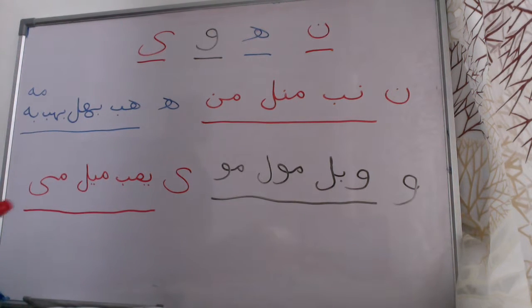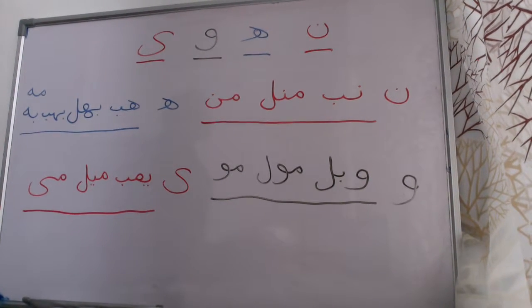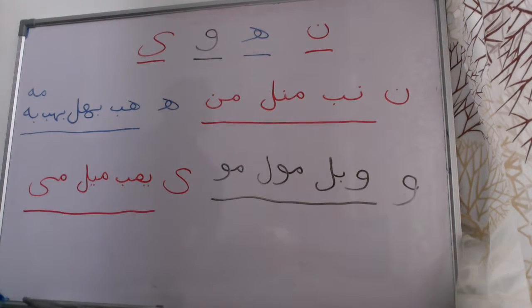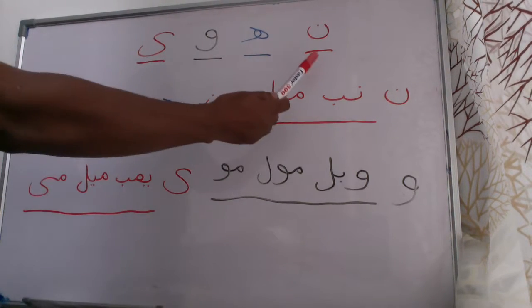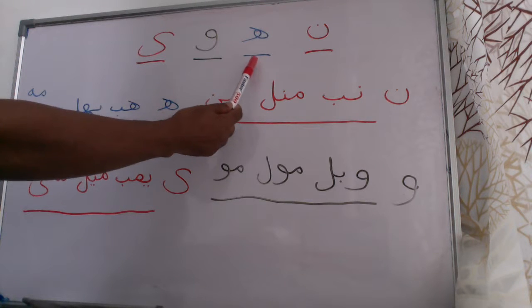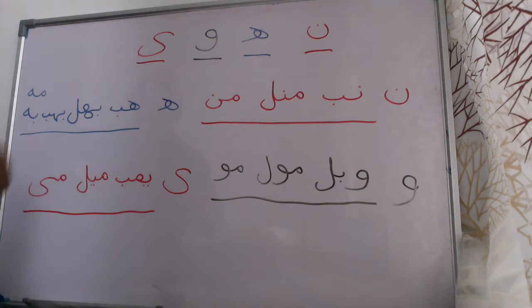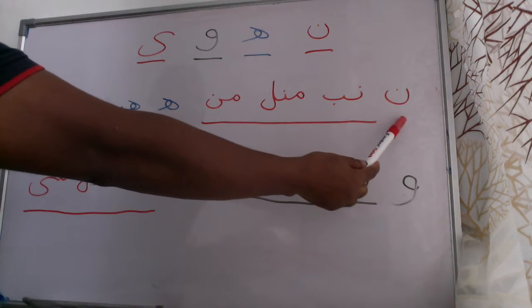Okay, the last group of letters, the group of 28 letters: Noon, Ha, Wow, Ya. Here is the noon alone.